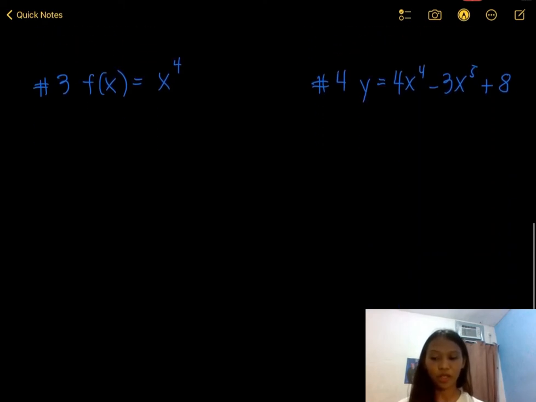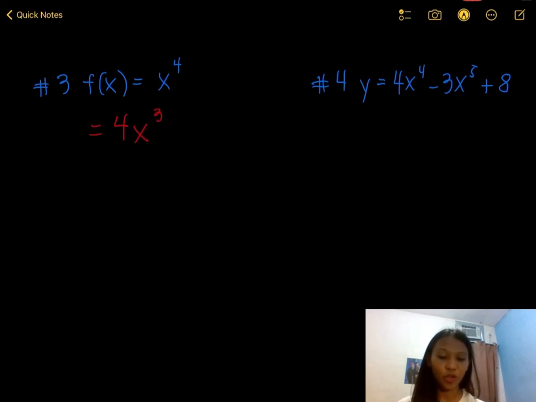Now for number 3, f of x is equal to x to the power of 4. For this function, since we don't have any coefficient, we'll be putting the exponent, which is the number 4, to the front. So 4x, and then subtract 1 is 3. So the derivative of the function f of x is equal to x raised to the power of 4 is 4x cubed.